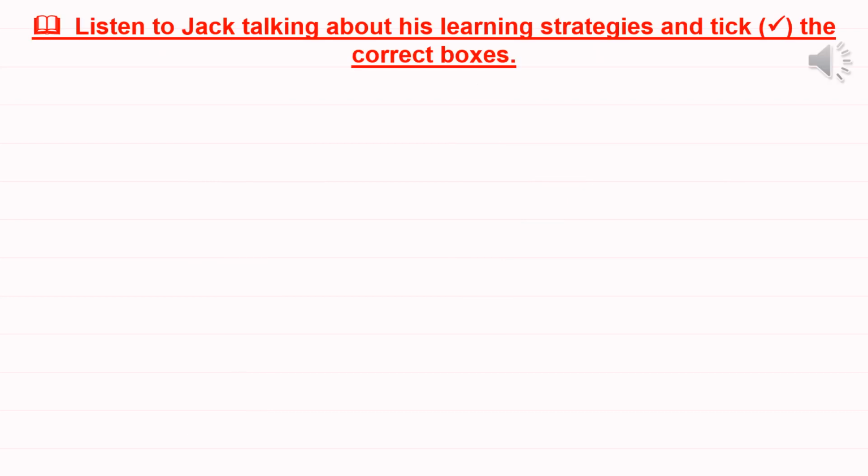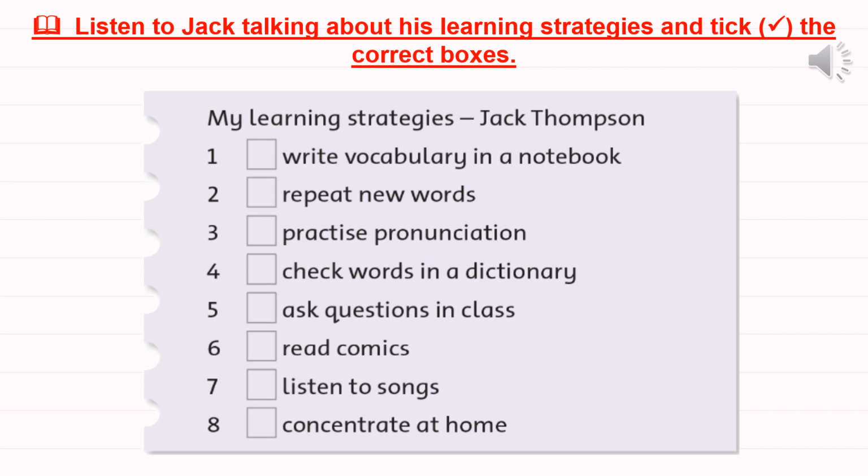Okay, let's listen to Jack talking about his learning strategies and take the correct pauses. This is his learning strategies. Number 1, write vocabulary in a notebook. Number 2, repeat new words. Number 3, practice pronunciation. Number 4, check words in a dictionary. Number 5, ask questions in class. Number 6, read comics. Number 7, listen to the songs. Number 8, concentrate at home. Okay, now let's listen.